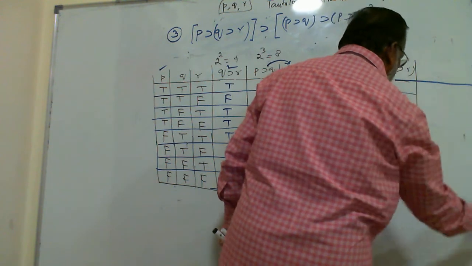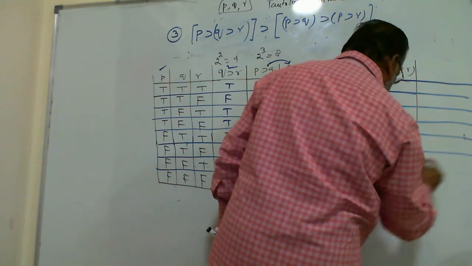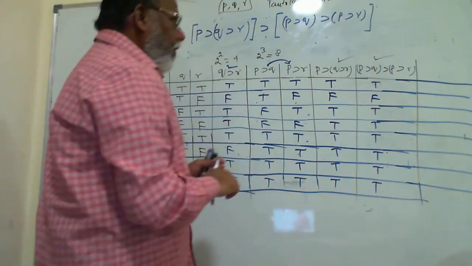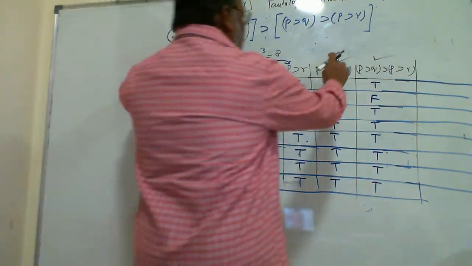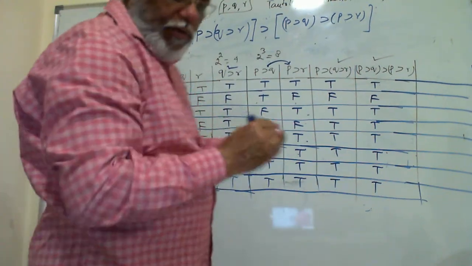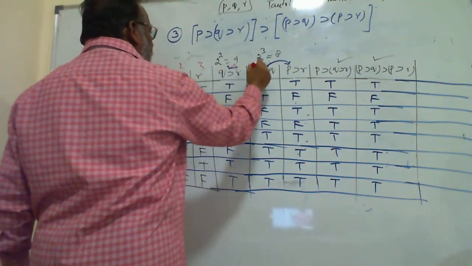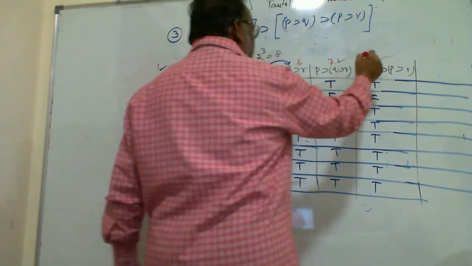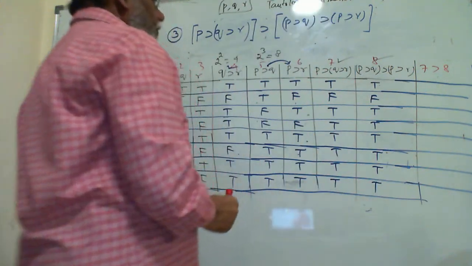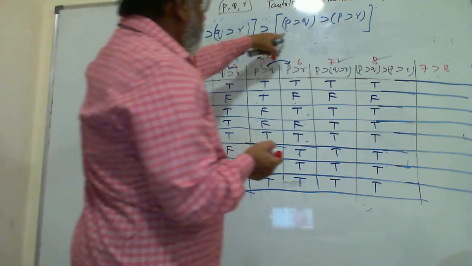The final one will be the implication of this to this one. So let's number the columns, then it will be easier, no need to write them down. So this is 1, this is 2, this is 3, 4, 5, 6, 7, 8. So we are writing 7 implies 8. The column 7 implies 8. This is 7 and this is 8.